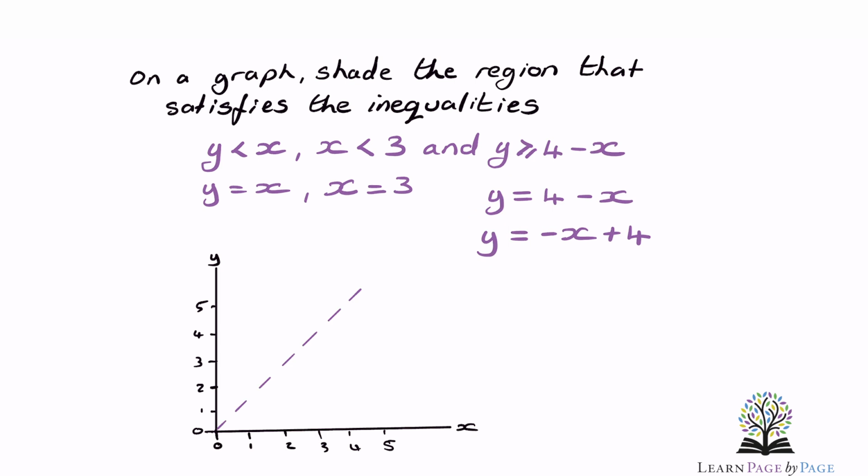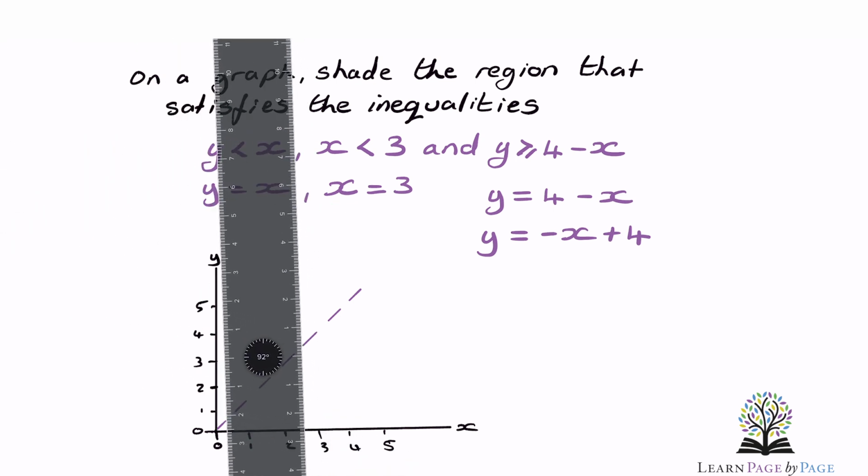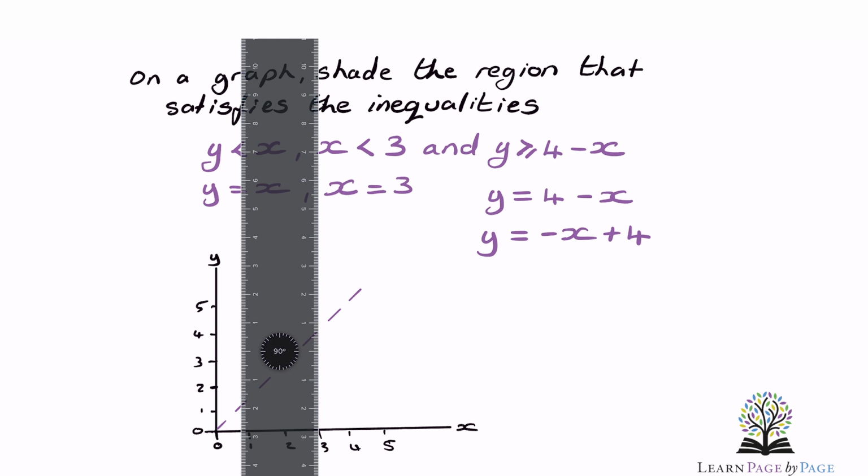Next, we're going to draw the line of x equals 3. And whenever it's x equals, it is a vertical line. So 90 degrees, take it to where x is 3. And again, we're going to draw a dotted line because the inequality is just less than.